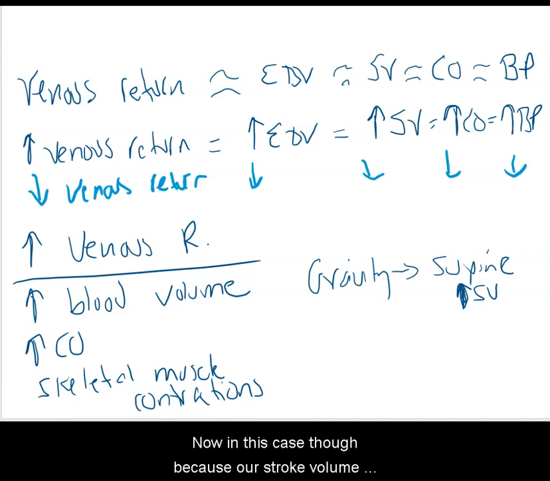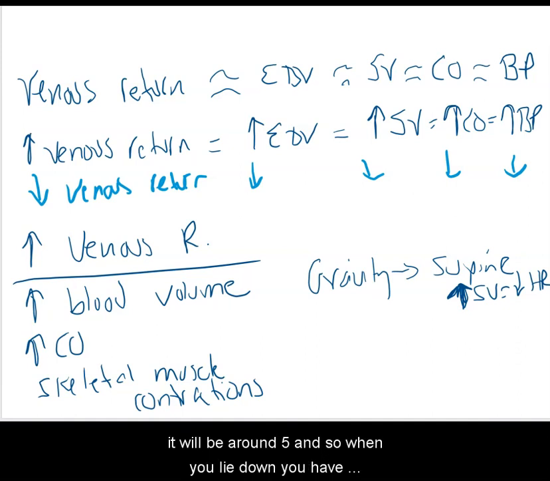Now, in this case, because our stroke volume goes up lying down, our heart rate actually falls because we don't really need to raise our cardiac output. We're just staying there. It's going to stay around 5. And so when you lie down, you have your lowest heart rate because you have your highest stroke volume. When you stand up, now gravity is in the way, right? It's decreasing your stroke volume. So your heart rate has to go up to maintain your cardiac output. So that's how body position affects it.